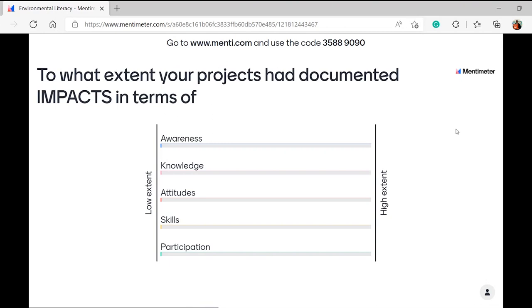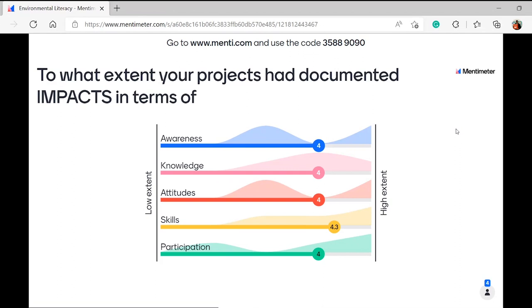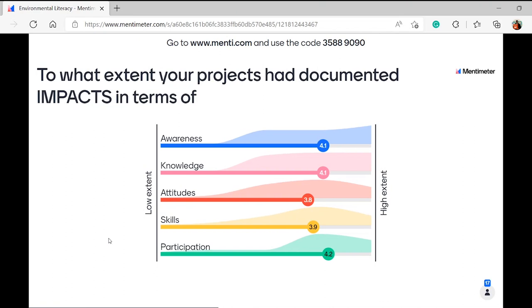So I'm just asking you, to what extent have your projects documented impacts in terms of awareness, knowledge, attitudes, skills, and participation? Great. 100%. The first participant said they had clear, documented impact which they can show in terms of awareness, knowledge, attitude, skills, and participation. But as we see, it's changing with 11 participants. The least area in which we have been able to document or show impact is in the area of attitude and skills.